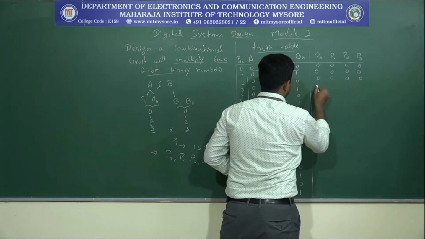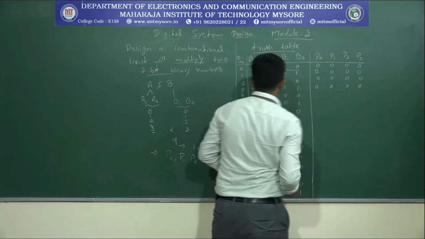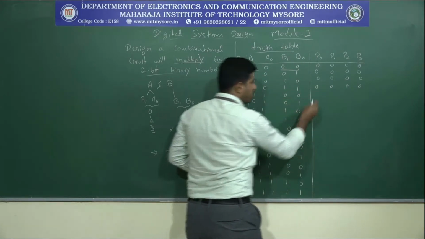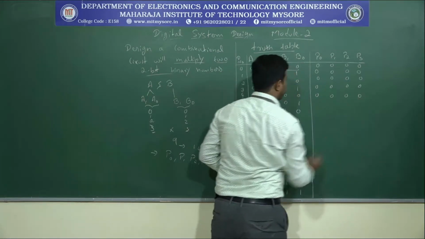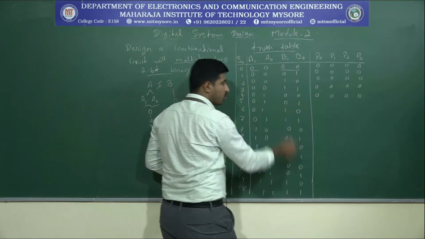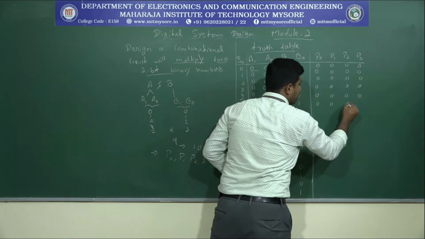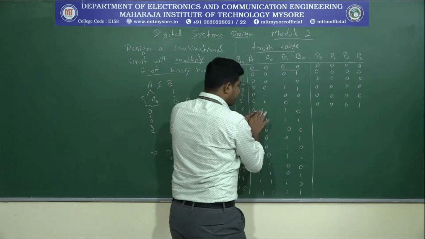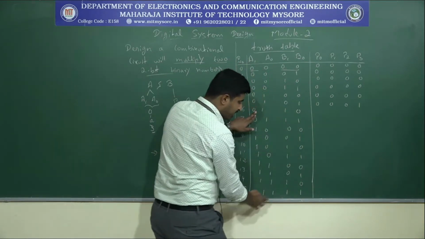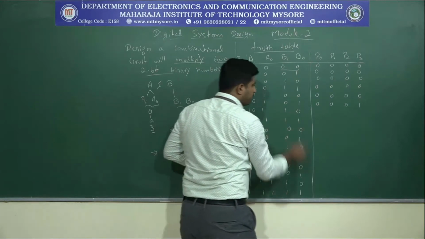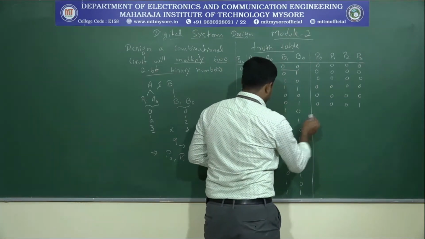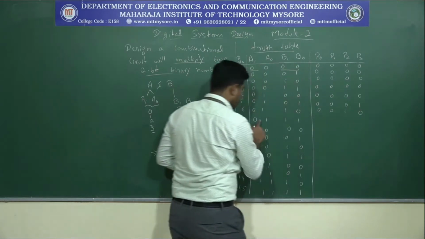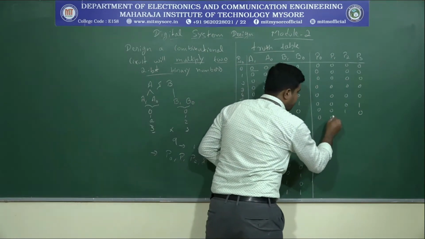So let's write the output. 0 into 2 is 0, 0 into 3 is 0. Next 1 into 0, again 0. Next 1 into 1, so 1. So the output will be 0, 0, 0, 1. Hope you understood. Now we need to multiply 1 into 2, and like that for all the way up to 3 into 3. So 1 into 2, the output is 2, which is 0, 0, 1, 0. 1 into 3 is 3.